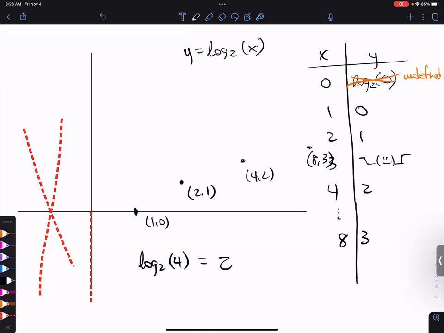Next one would be all the way out at 16. That's why this thing is sort of slow, right? We talked a lot about exponentials being fast. Well, logs, you flip that on its side, you get a thing that's very slow. But it's still increasing, right? I can keep doing this forever.